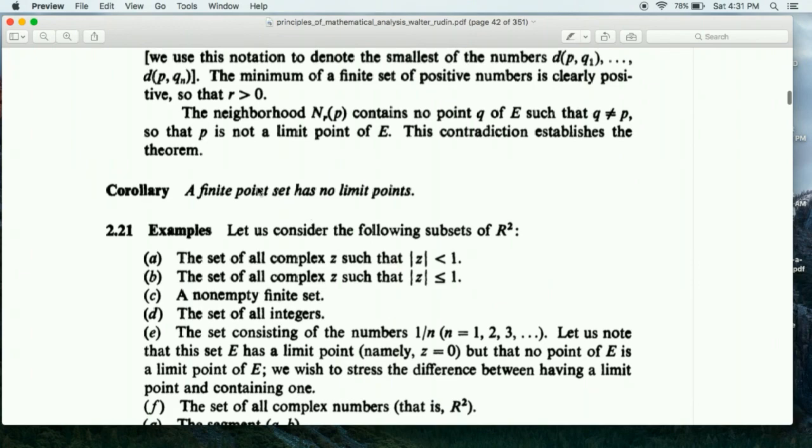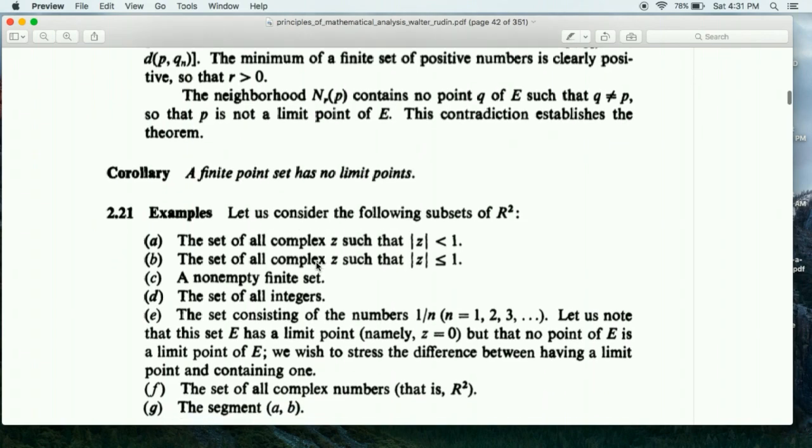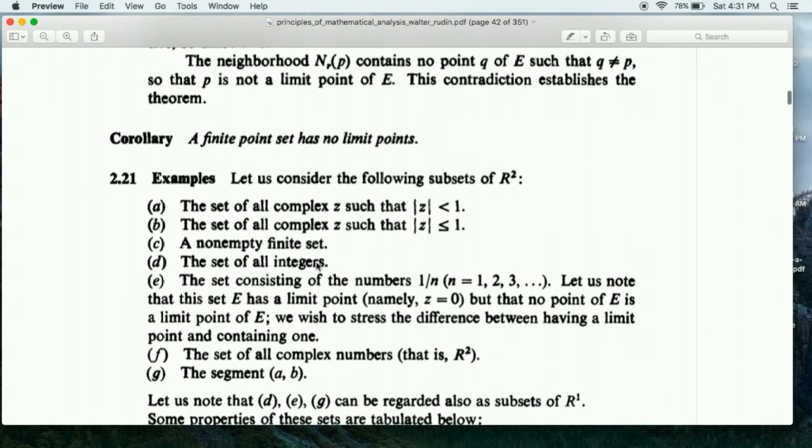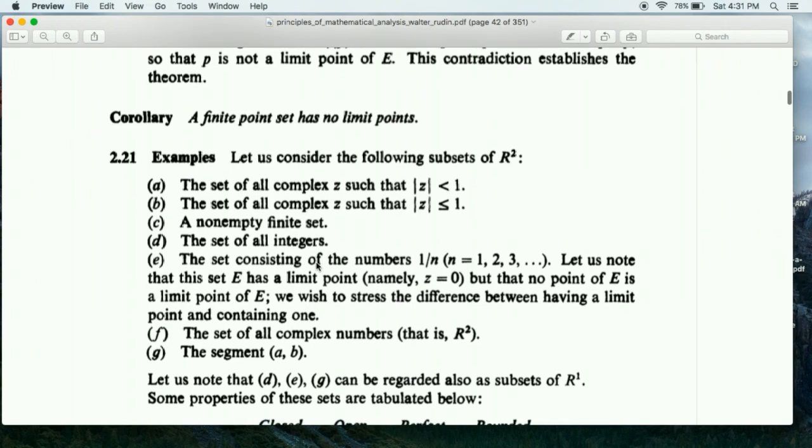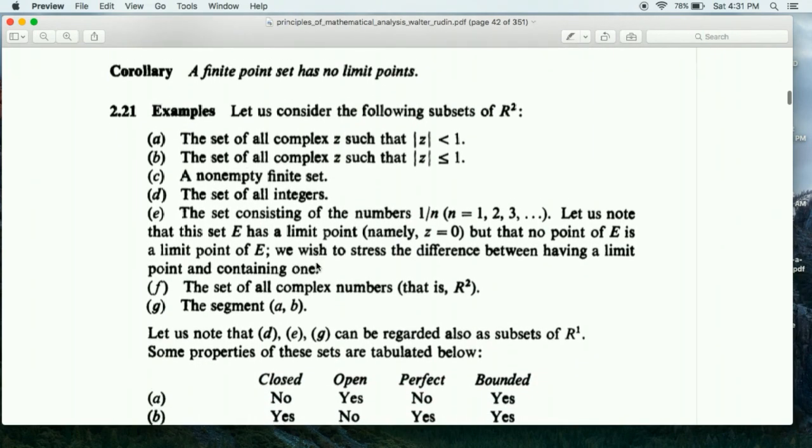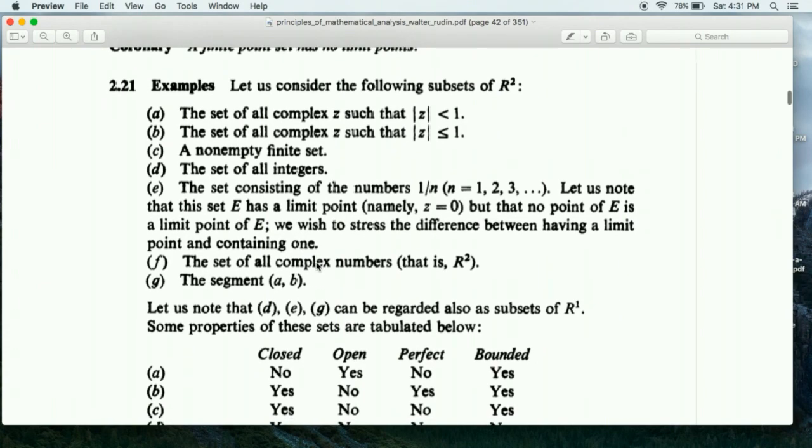And the corollary of this is that a finite point set has no limit points. Because if it had, it would have been a direct contradiction of our theorem. Now, these examples can easily be proved, which we will see next time.